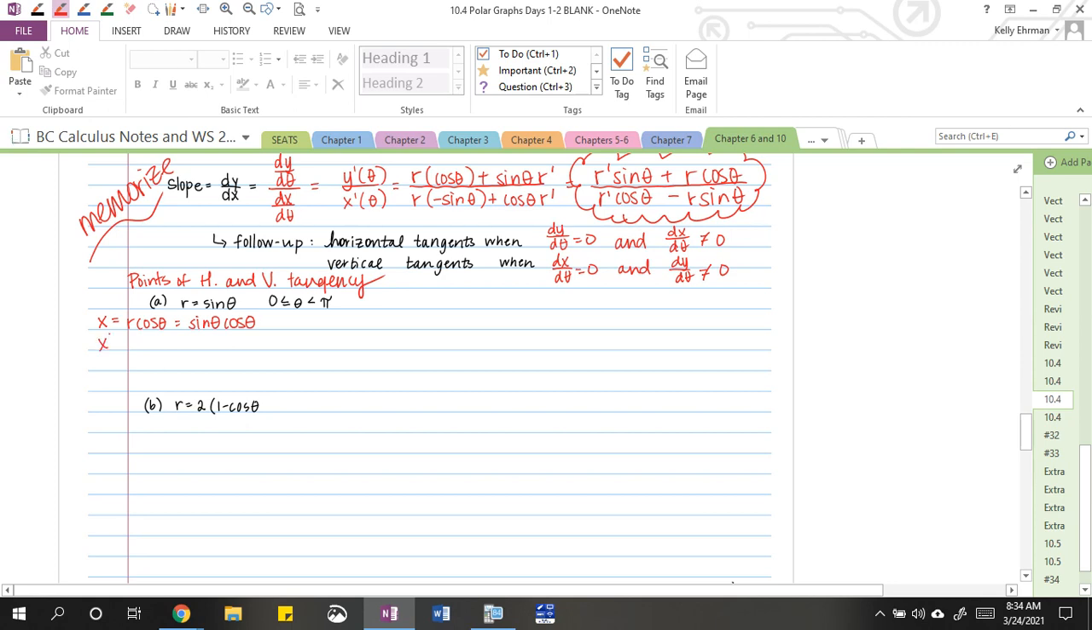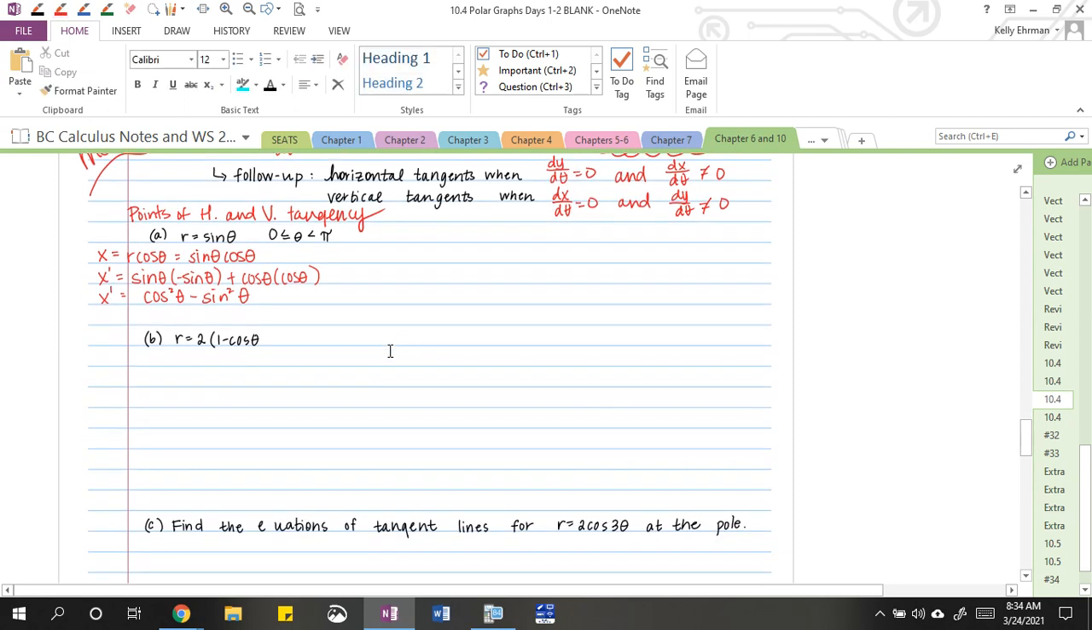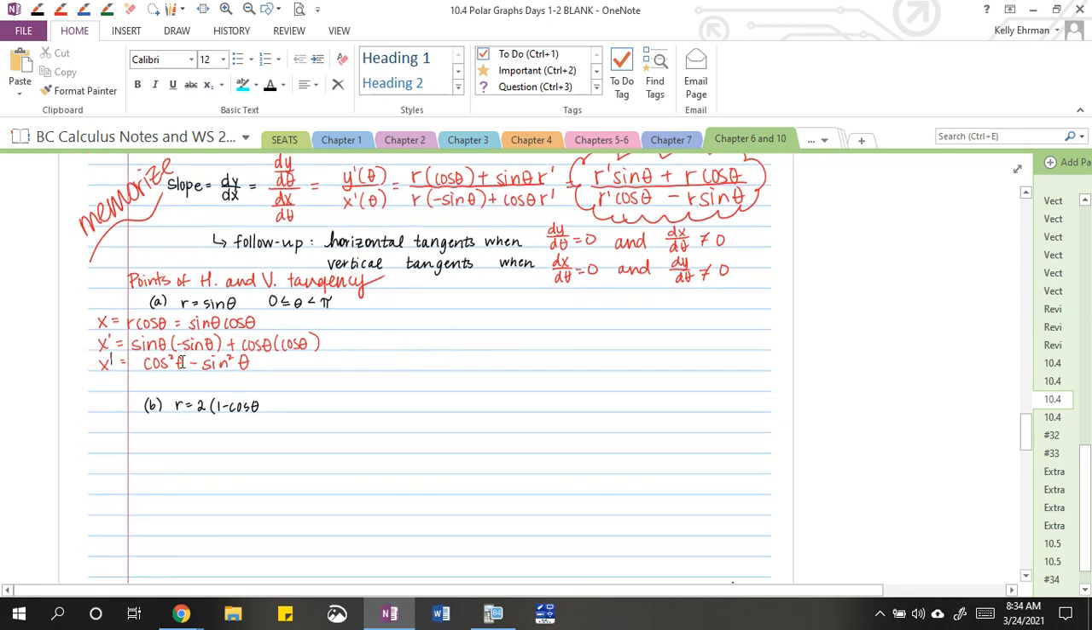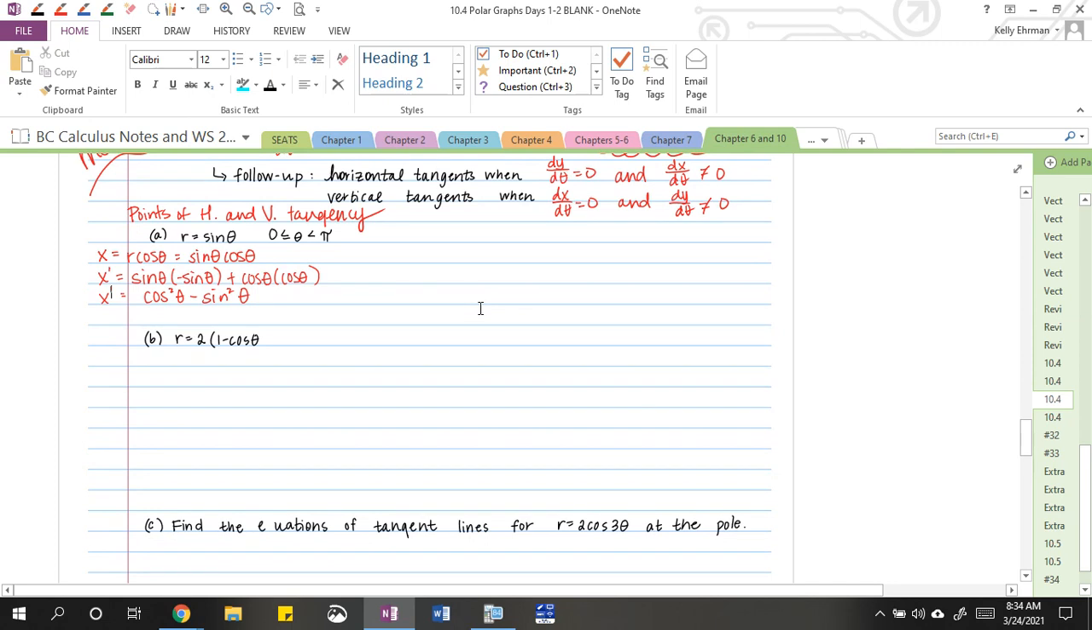And then x prime needs a product rule: the first function times the derivative of the second, plus the second function times the derivative of the first. And to switch the order around a bit, that's cosine squared theta minus sine squared theta. Now there are some formulas, like the double angle formulas, that I don't really have memorized. So if you want to memorize them, you can. I think this is cosine of 2 theta. Sometimes it makes solving easier.